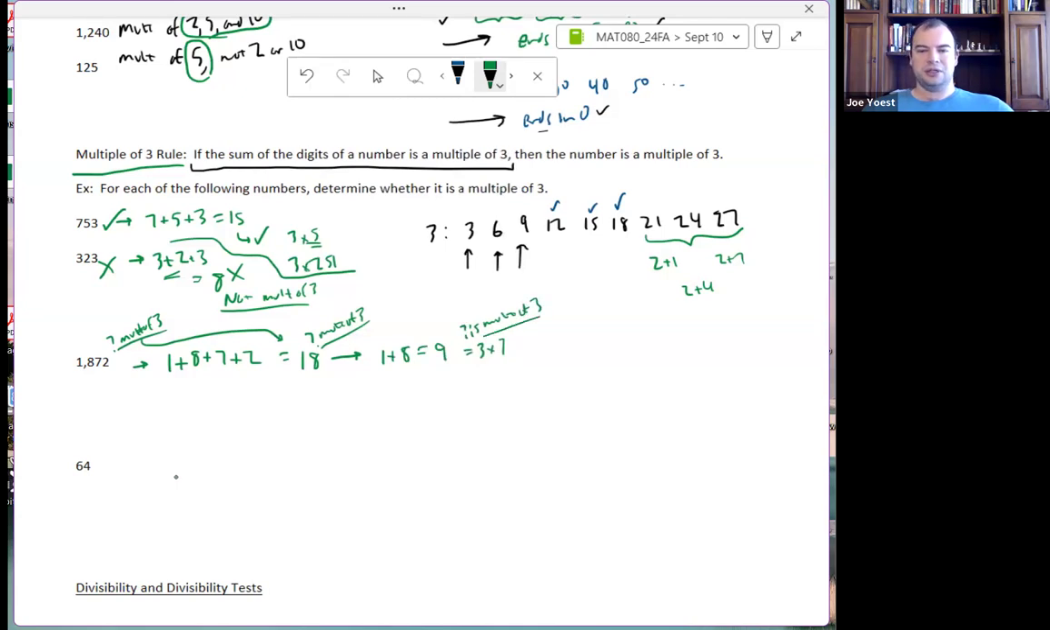So again, I ask, is this a multiple of 3? Yes, this is. 9 is a multiple of 3. Therefore, 18 is a multiple of 3. Therefore, 1,872 is a multiple of 3.